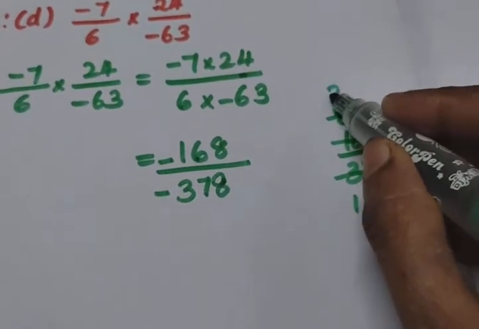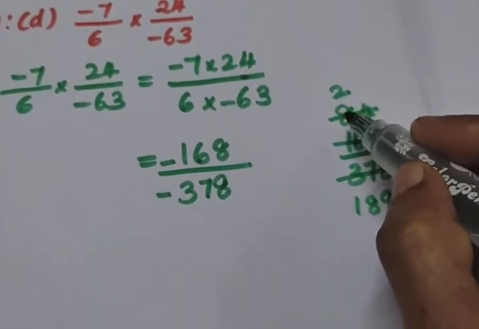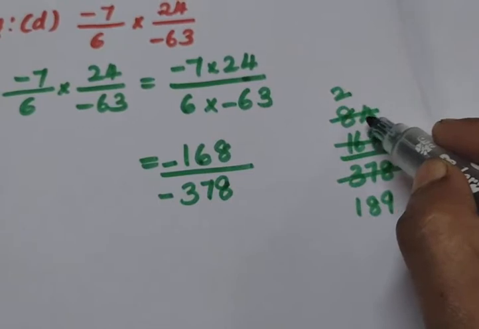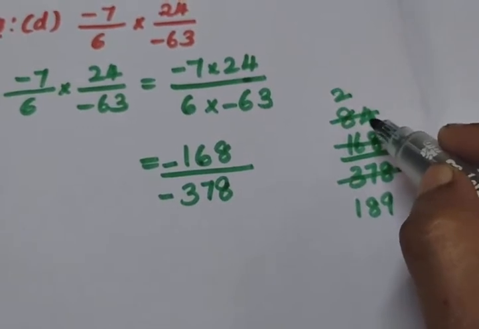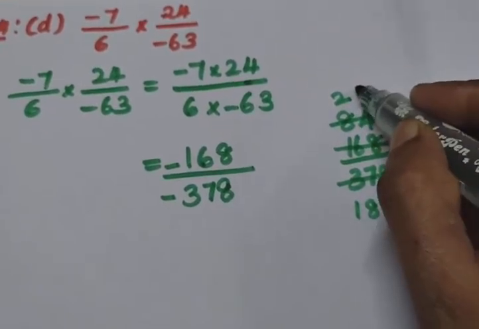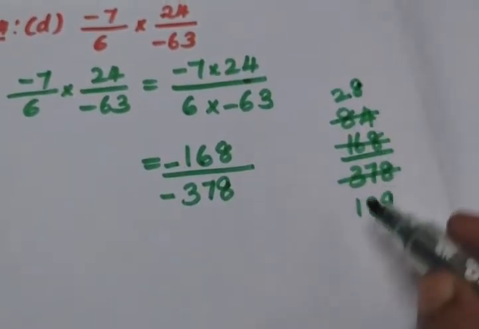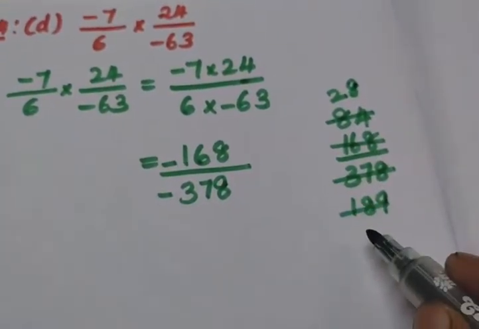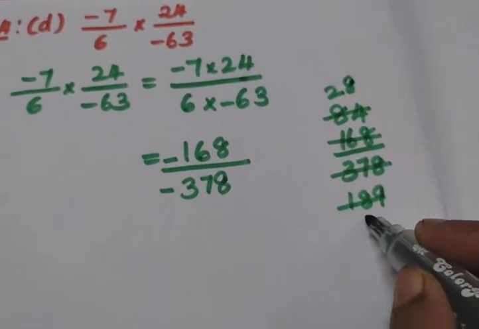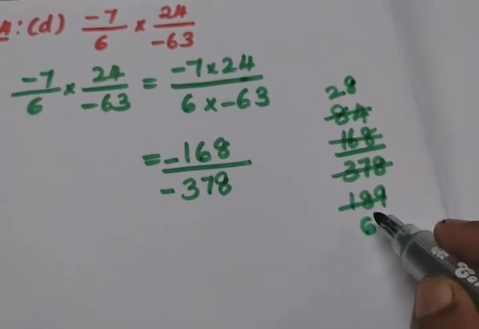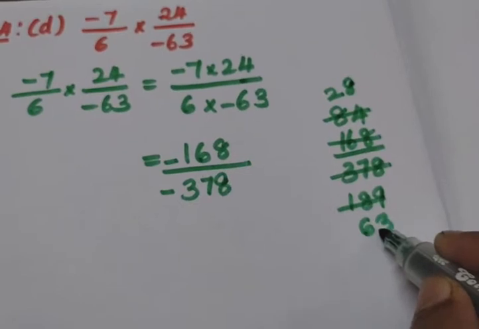3 2's are 6. 8 minus 6 is 2. That 2 and this 4 becomes 24. So 8 3's are 24. So 28. Here also divide by 3. 6 3's are 18. 3 3's are 9.